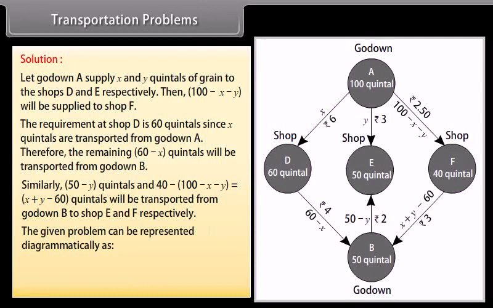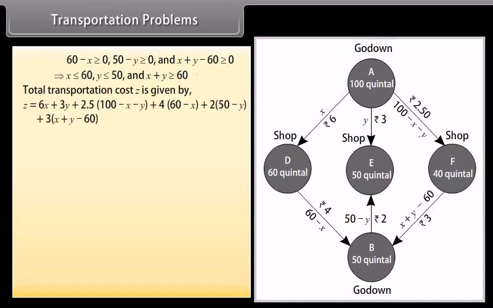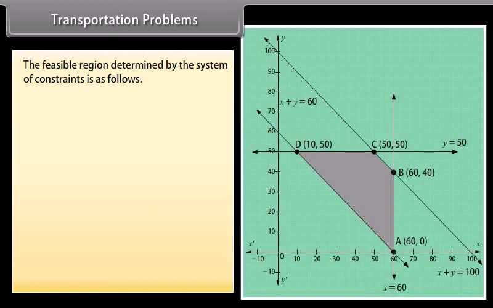The given problem can be represented diagrammatically. Total transportation cost Z is given by: minimize Z equals 2.5x plus 1.5y plus 410. Mark it as equation 1, subject to the constraints. The feasible region determined by the system of constraints is as follows.